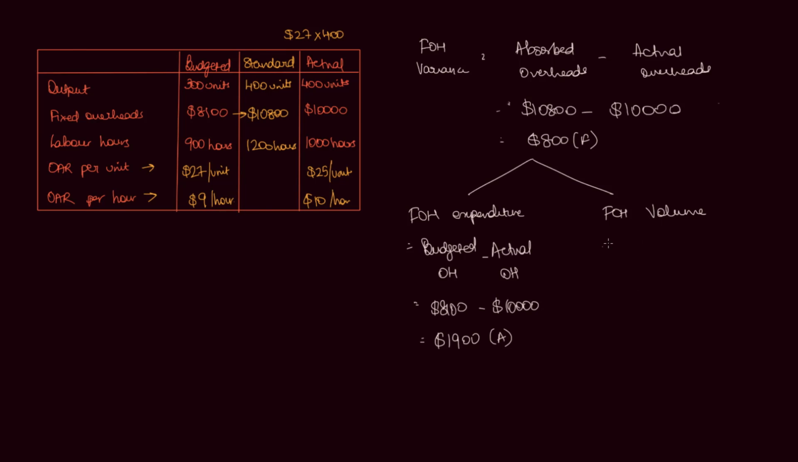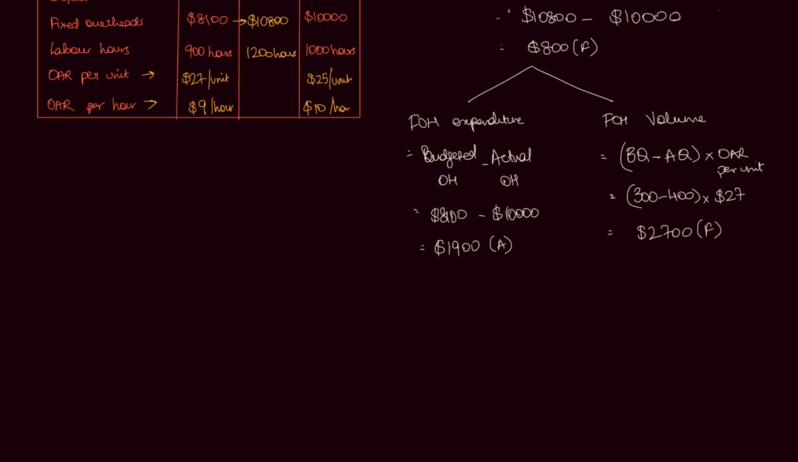Then volume variance will be, or we will start the calculation by taking the difference between the volume. So budgeted quantity minus actual quantity, and this will then be multiplied with overhead absorption rate per unit. Budgeted quantity was 300 units, actual quantity was 400 units, and overhead absorption rate, the standard overhead absorption rate or the budgeted overhead absorption rate was $27, so multiplied by $27. So $2,700 is a variance. Adverse or favorable? See, actual quantity is more than budgeted quantity. When you produce more output in the factory, it is good for the factory. It will lead to higher profits. So automatically this becomes a favorable variance.